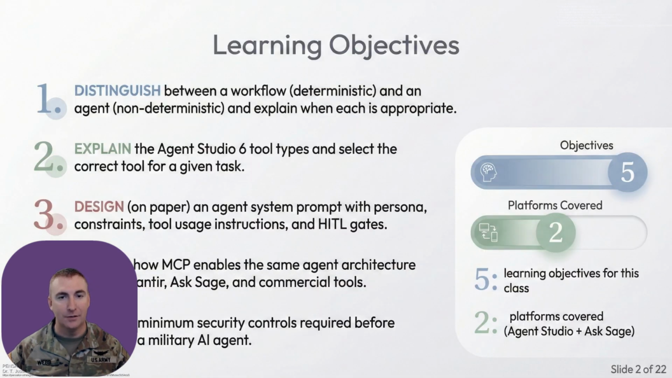5 objectives. Every one is a design skill you will use the moment you build your first agent. Distinguish workflows from agents. Master the 6 tool types in Agent Studio. Design an agent system prompt on paper. Understand how MCP makes your agent skills portable across platforms. And identify the 5 security controls required before any military agent goes live. That first objective is the foundation for everything else.